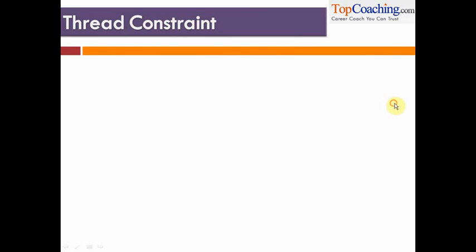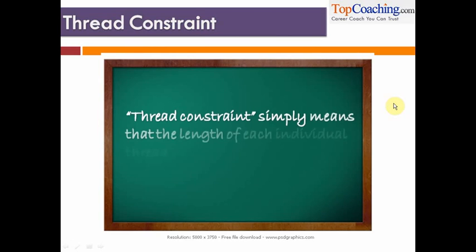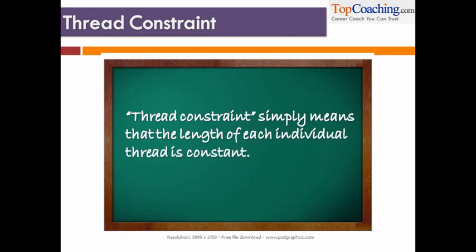So what is this thread constraint? Thread constraint simply means that the length of each individual thread is constant. You see, when we are solving some pulley problems, especially those involving movable pulleys, we draw free body diagrams for each moving body, and we write F equal to ma equations for all the bodies. But still, we do not get the answer.